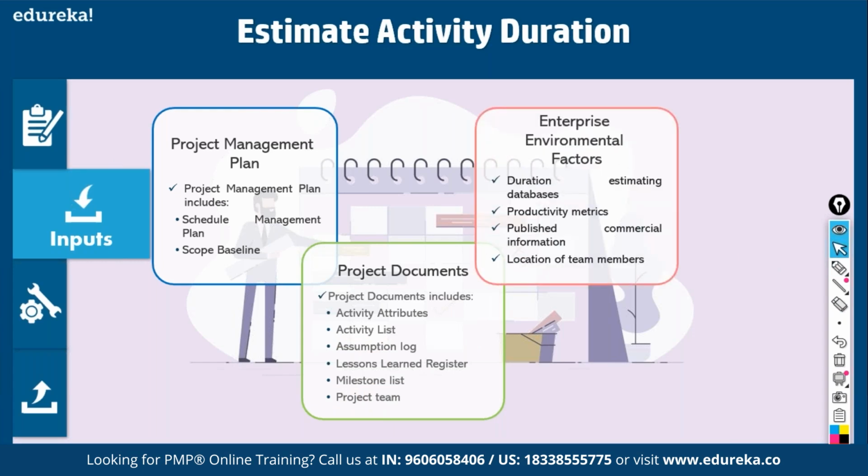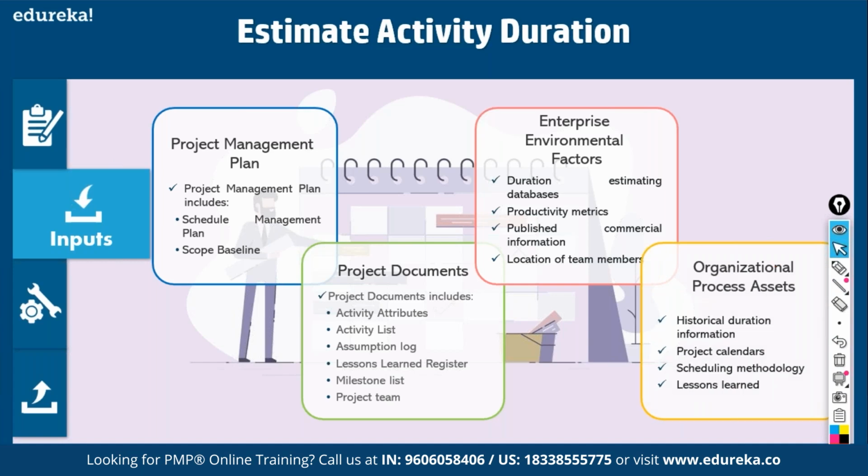Then enterprise factors, for example, productivity metrics. What is the productivity of team members? They will decide the duration. That's an example. Then come organizational processes, historical duration. This is information from earlier projects which you can use. Project calendar. What is a project calendar? If a project is running on 2 shifts, you'll have 2 project calendars. 3 shifts, 3 calendars. So you have to plan schedules in all the calendars, isn't it?